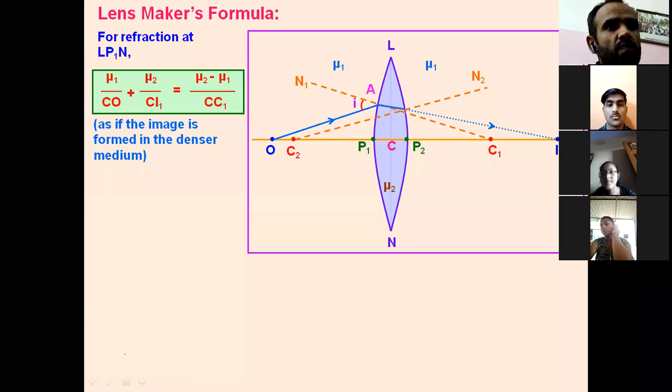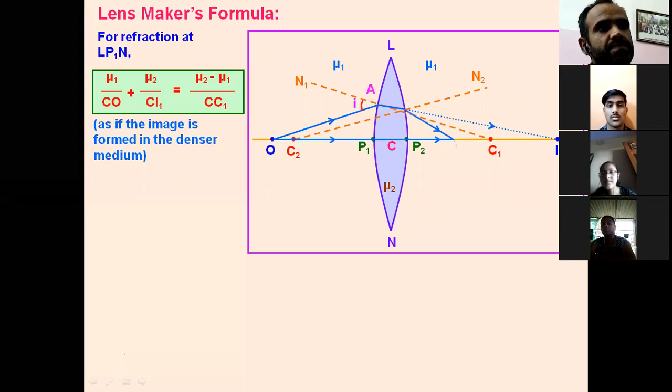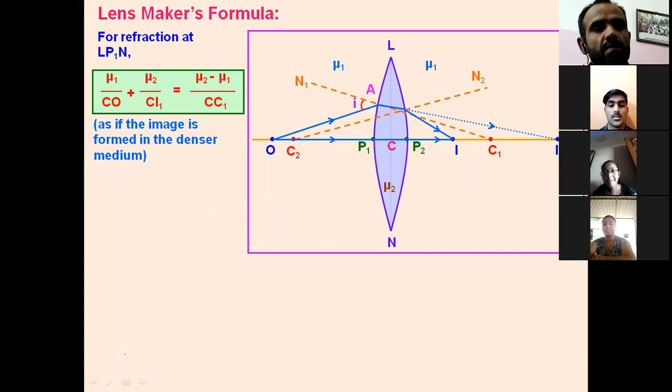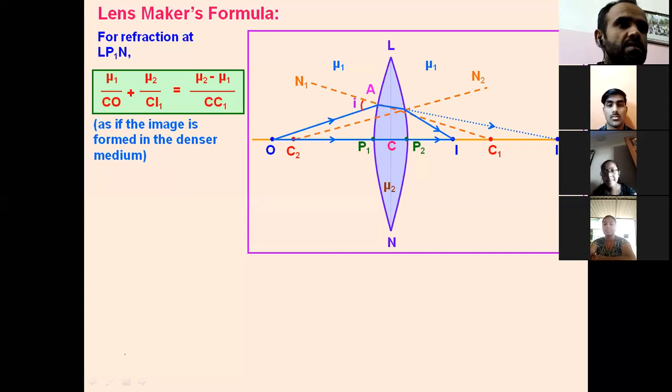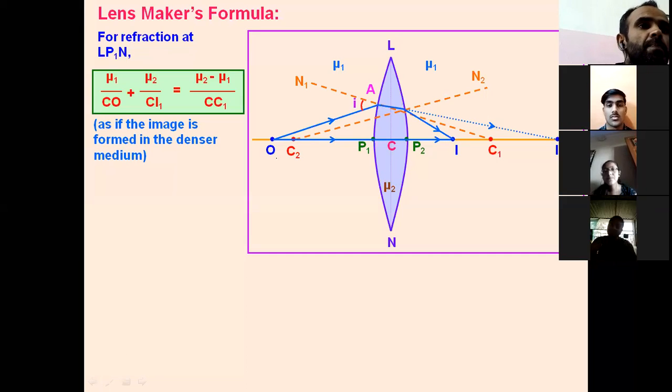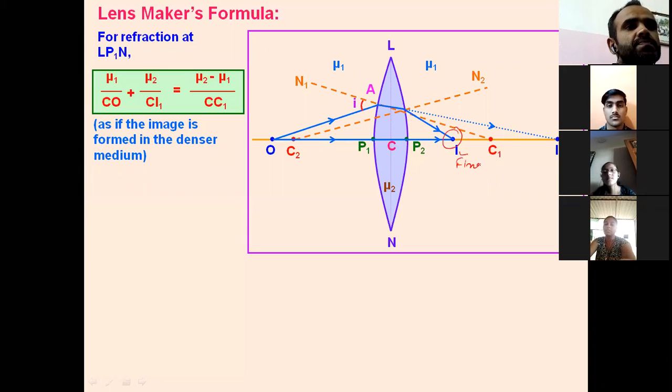Okay, and finally the light is striking at point I. You can see, we have taken another ray which is coming through the center along the principal axis, and both the rays will cross each other at point I. So this is the final image.